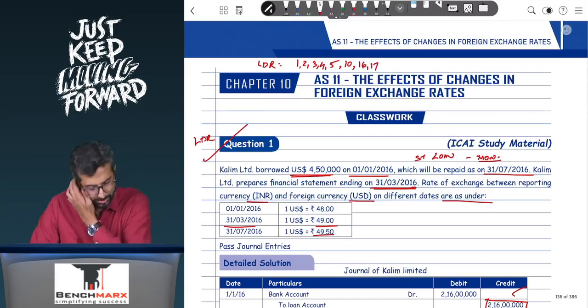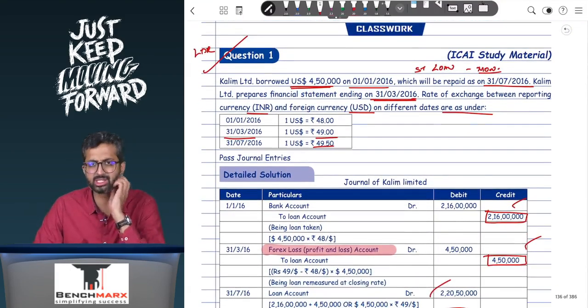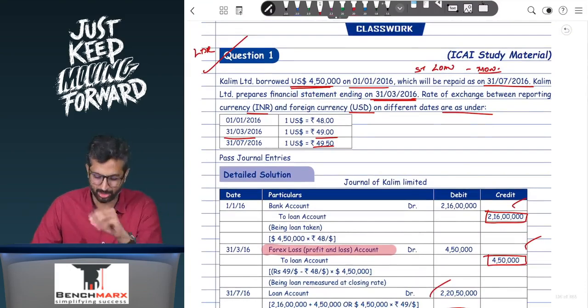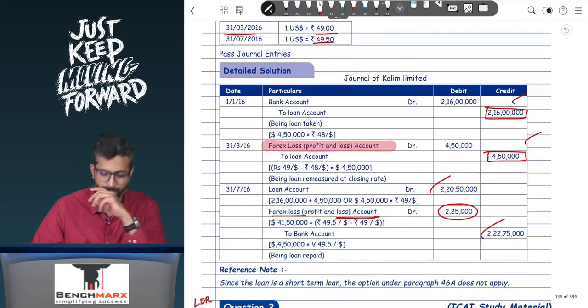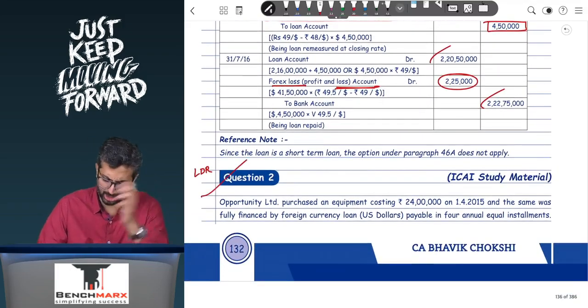So this is a good question for AS11, and there is a similar question later on similar lines. We'll quickly discuss that, but as of now, this is a good question from an exam perspective. Okay, next you go to question number 2.